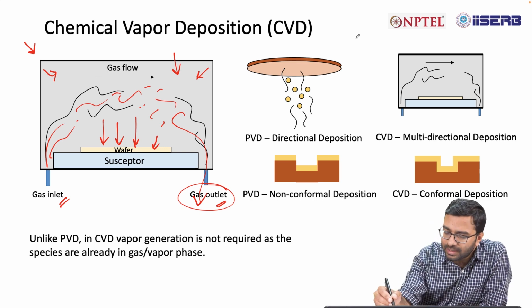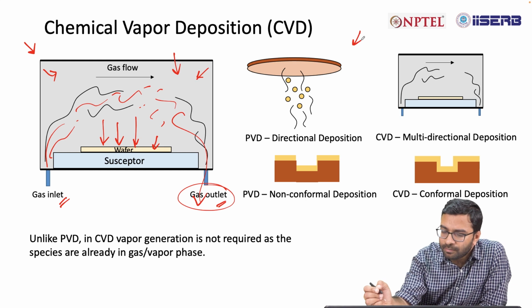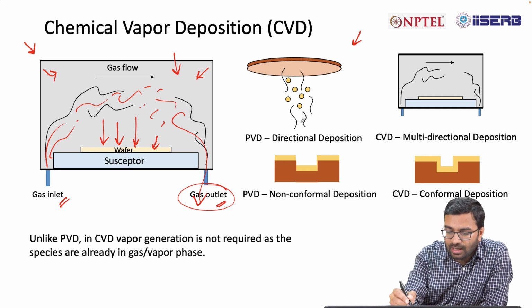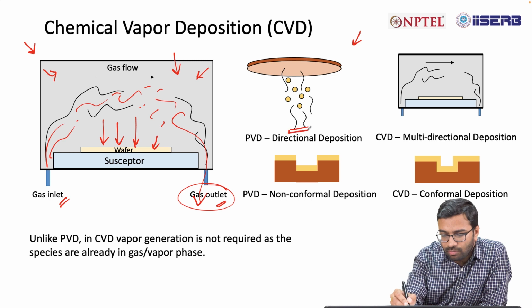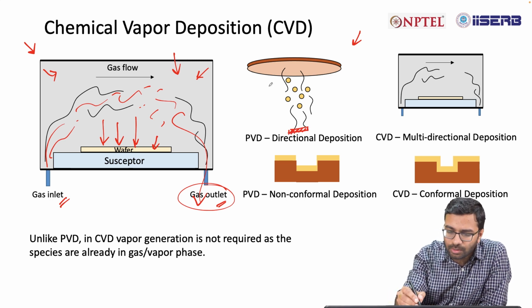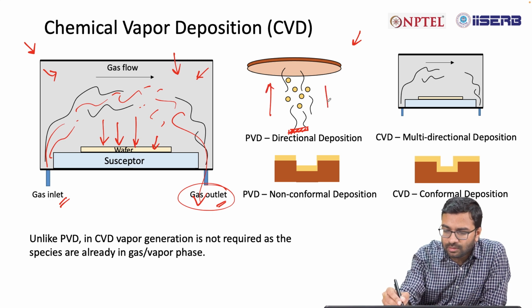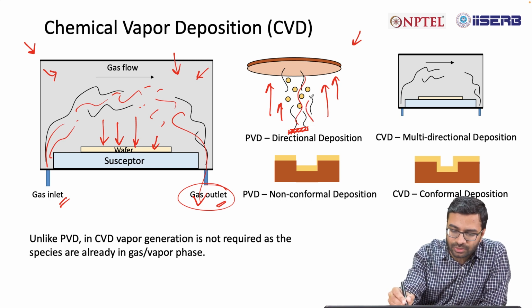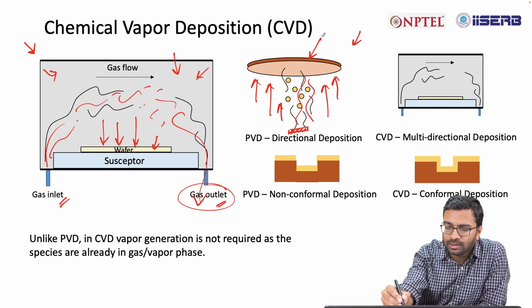So if we compare, in case of PVD, it's directional deposition. What I mean by directional deposition is, if you have a target or a source, then the deposition will always be in one direction, that is in the upward direction. The evaporation will take place and all deposition will be in this direction, and finally you will get a thin film on a substrate.